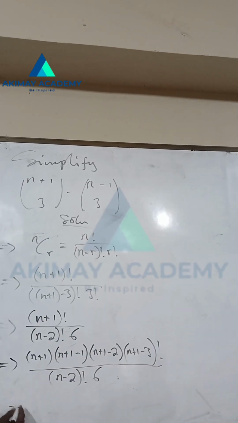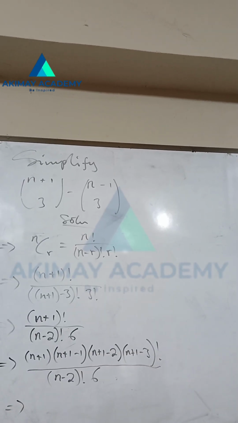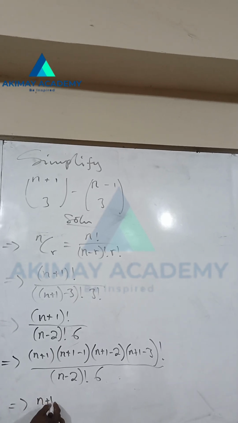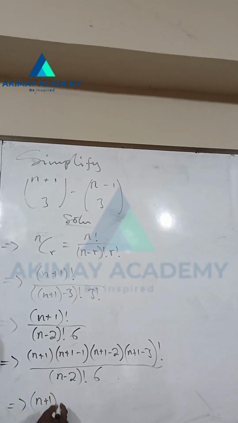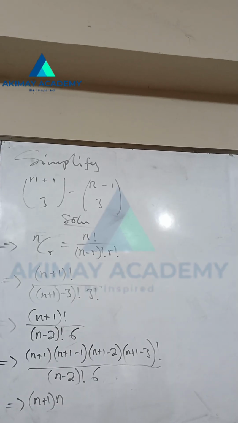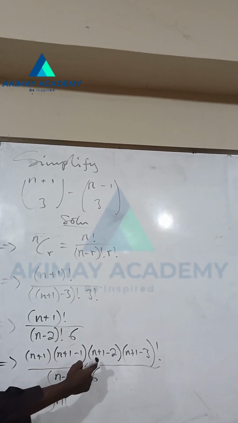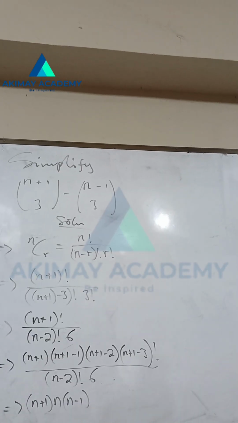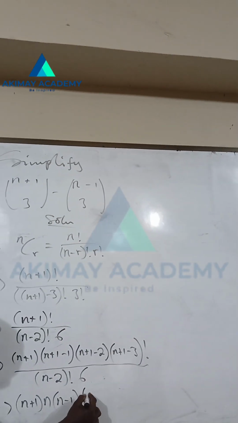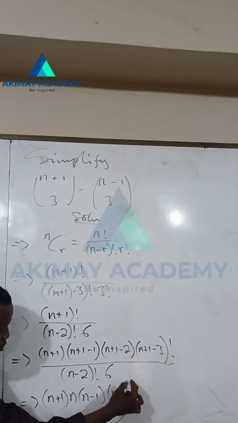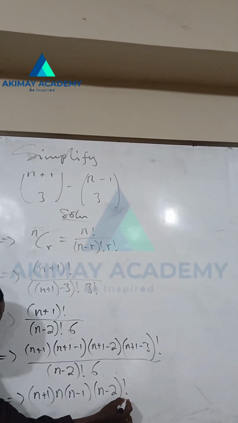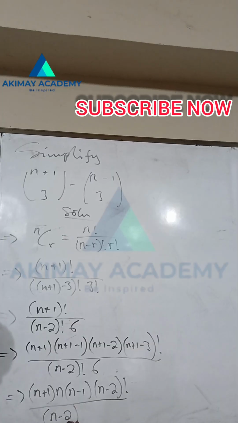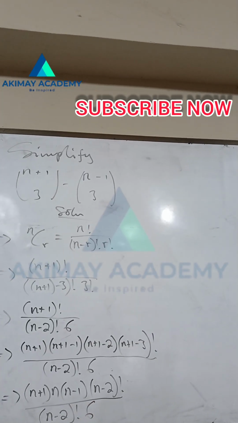Okay. So at this point, let's simplify the numerators. We have n plus 1. So here is going to give us n. Okay. Then we have multiplying. This is going to give us n minus 1. Then over here we are going to get n minus 2 factorial. And everything is out of n minus 2 factorial 6.